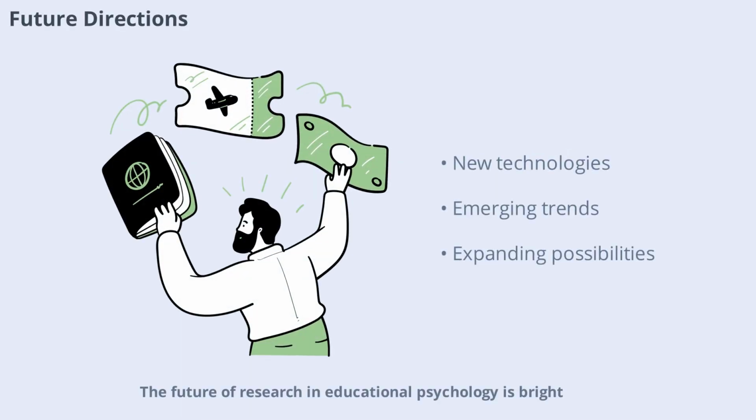The future of research in educational psychology is bright, with new technologies and methodologies expanding what's possible. Advances in data analytics, neuroscience, and digital learning environments are opening up exciting opportunities for discovery. Researchers will continue to explore how best to support learners in an ever-changing world. Staying informed about emerging trends ensures that educational psychology remains relevant and impactful.